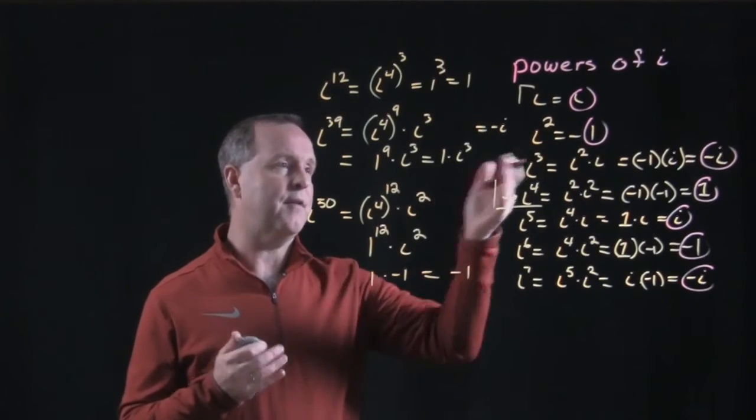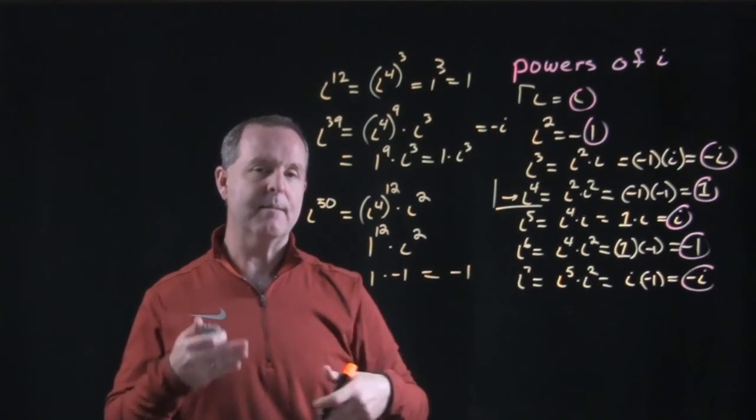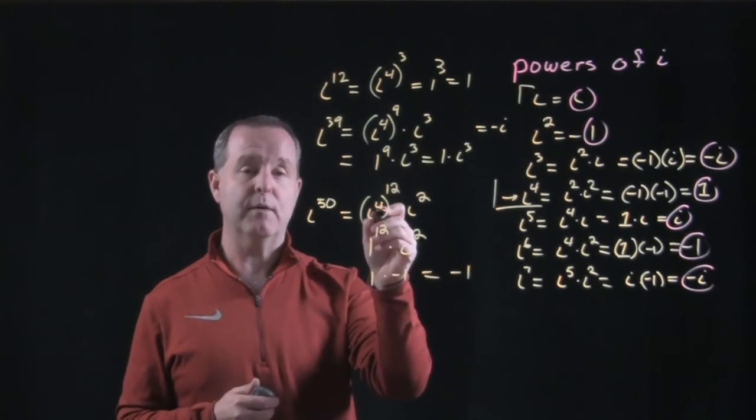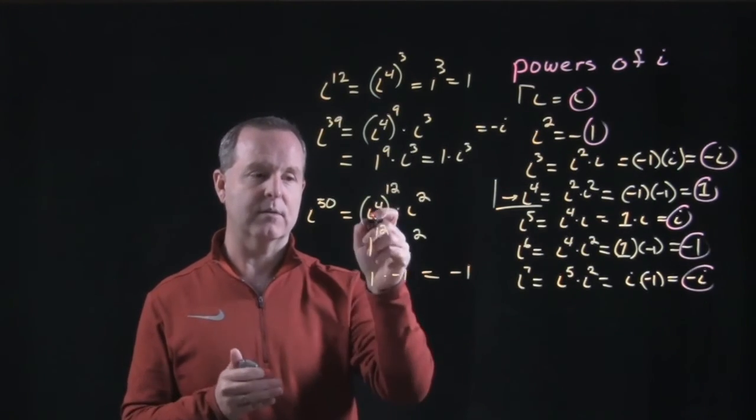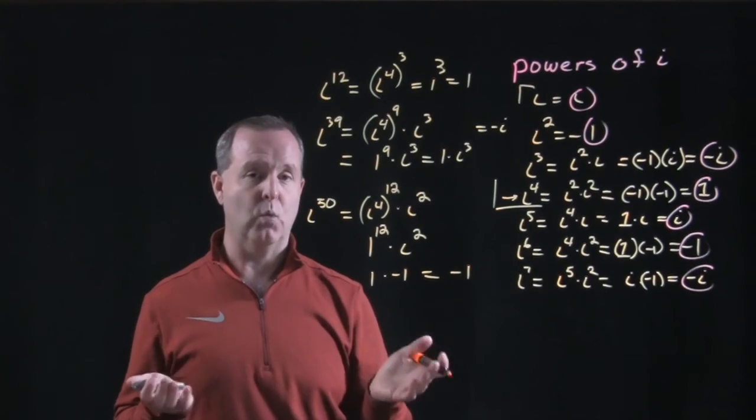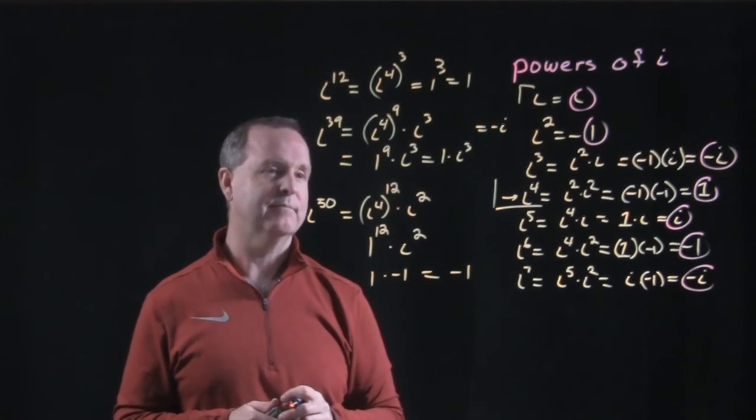As we're looking at different powers of i, we need to become comfortable with how many i to the fourths we can factor out, because we want to factor out 1s. And because 1 times anything is just a happy 1.